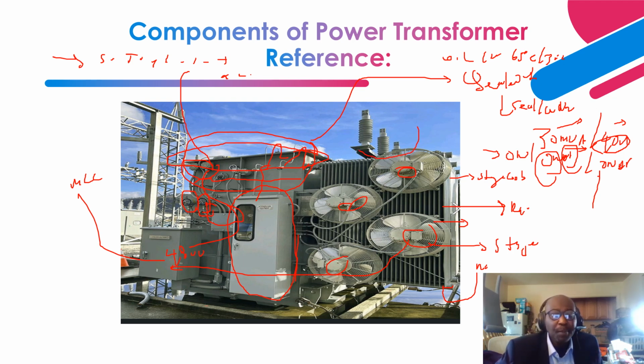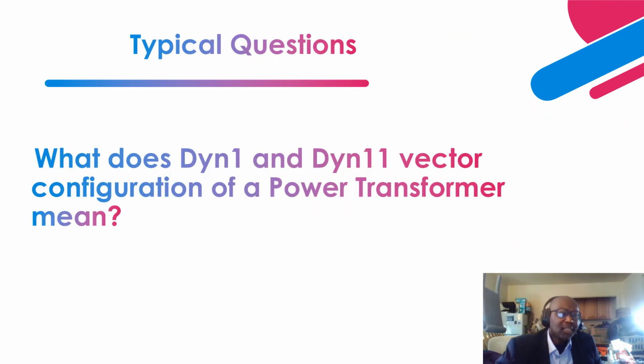Okay, so this is an example of basically connection to the low voltage side, right? The low voltage connections are coming in here. Next is another beautiful, very good question that you can be asked. What does DYN1 and DYN2 vector configuration of the power transformer mean? What does it mean? Okay, and this is how you answer.